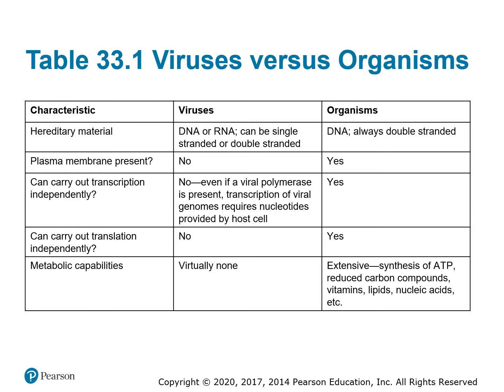For example, in terms of hereditary material, they do have DNA or RNA. It could be single-stranded DNA, single-stranded RNA, double-stranded DNA, double-stranded RNA. They don't have plasma membranes, but they do have an envelope. They don't do their own transcription. However, they do have some enzymes that help them in this process once they infect a cell. They cannot carry out translation independently. They need machinery for that from your cells, and they typically have zero metabolic capabilities.